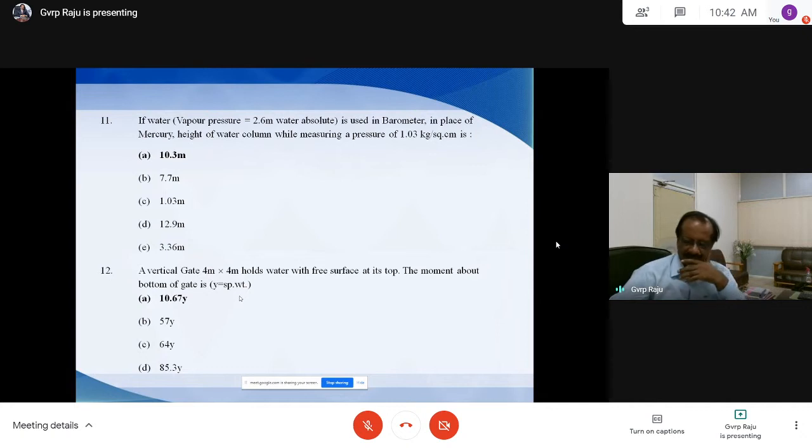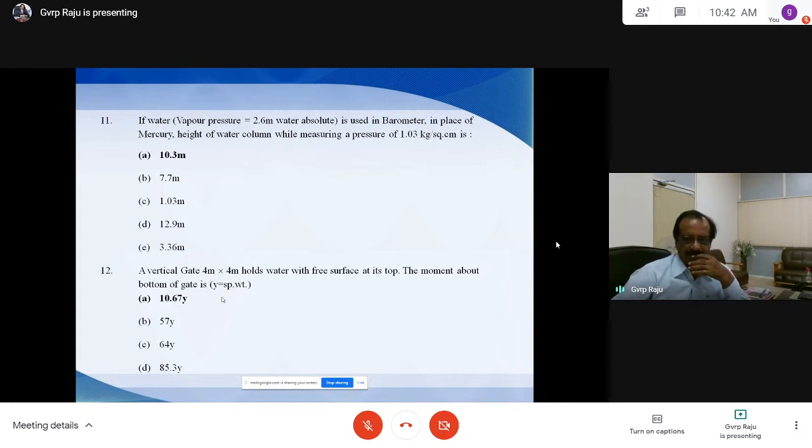Then what is the area of the triangle? The area of the triangle is half of base into height. The base is the pressure, gamma h, which here is yh, so the base is 4 times y and the height is 4 meters. So the area of the triangle is half into 4y into 4, that is 8y. He has asked for the moment about the bottom of the gate, so force into distance.